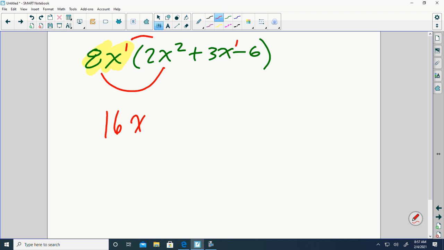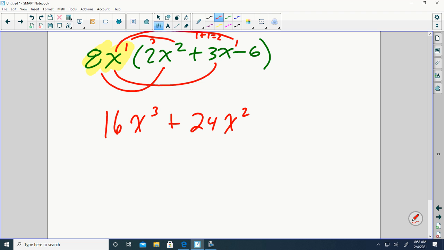16x to the third. Yes? 8 times 2, 16. x and x to the second, x to the first, x to the second. Add them up. Okay, and then I'm going to get 24. I get x to the first and x to the first, so that becomes 1 plus 1, which is 2. Agree? And then distribute the last: negative 48x. I could put that to the first.